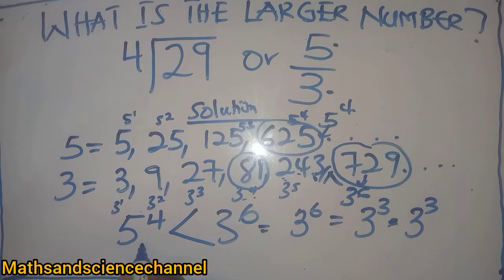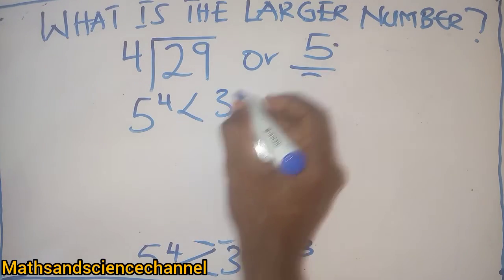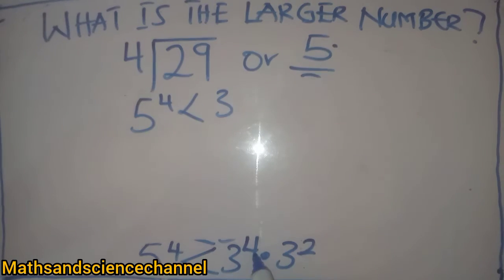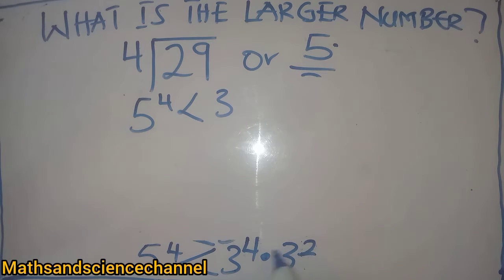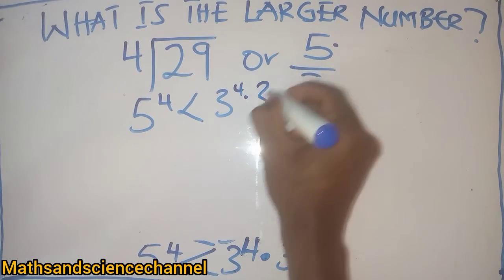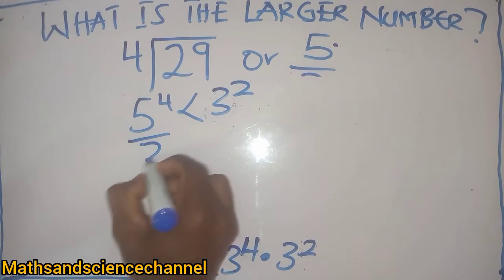So 5 to the power 4 is less than 3 raised to the power 3 multiplied by 3 raised to the power 3. But for the sake of this, let's keep it this way: 3 raised to the power 4, and then also 3 raised to the power 2. When the bases are the same and they are multiplied, we add the exponents, so I'm still going to get 3 raised to the power 6. I want to keep it at exponent 4 because of the fourth root over here. So I have 3 raised to the power 4 multiplied by 3 raised to the power 2. Let me push this down there.